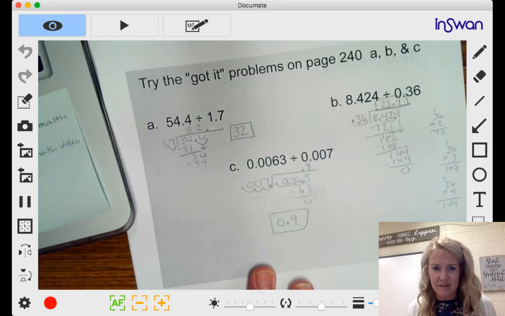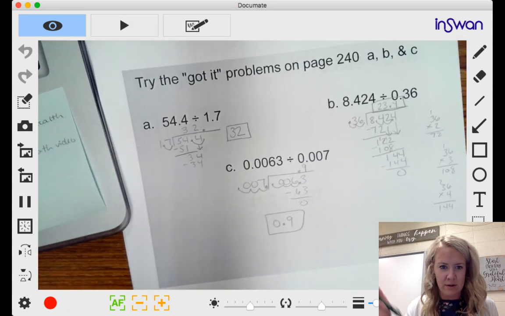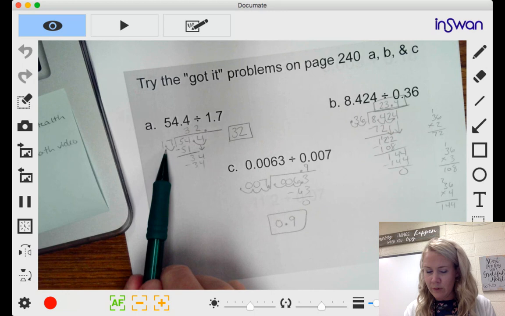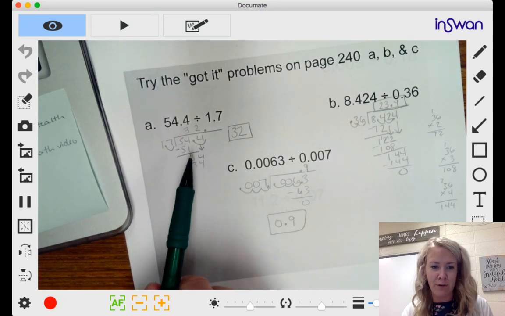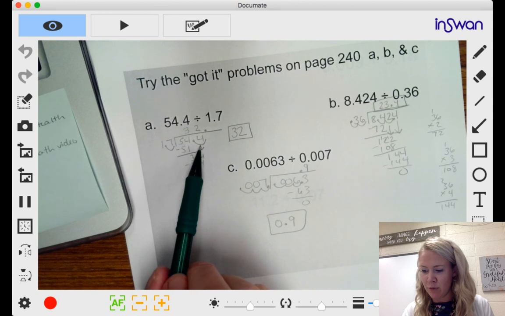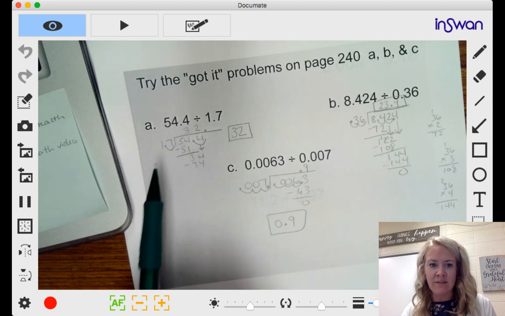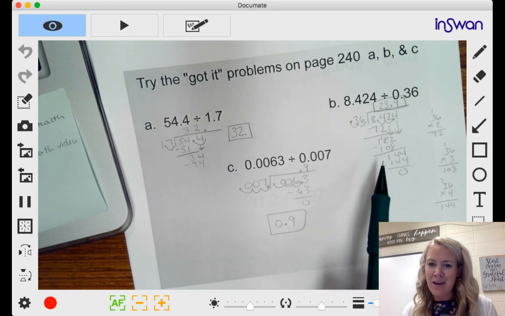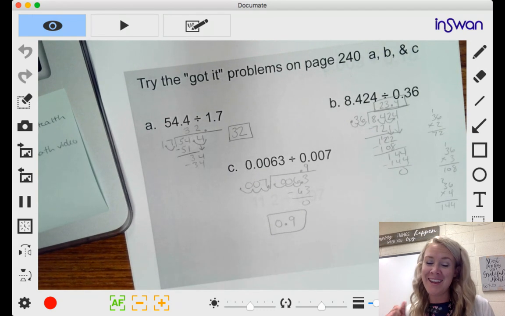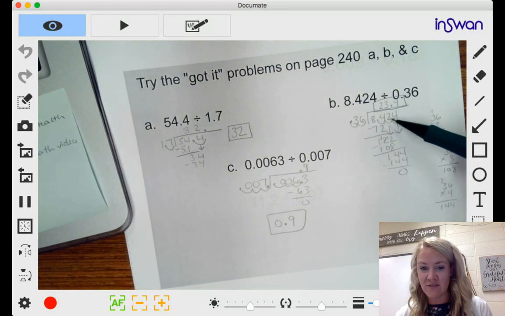All right, so lots of work here that you can see through. This first one, you're taking 17 into that 544 is what it ends up becoming because you get to multiply both by 10 and have whole numbers. 17's on your multiplication table, so hopefully that one went pretty well for you. B got tricky. If you got it right, give yourself a huge pat on the back. That's a tough one because you're taking 36 into this very large number.